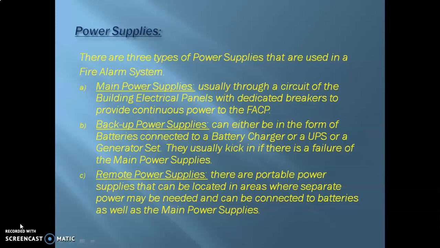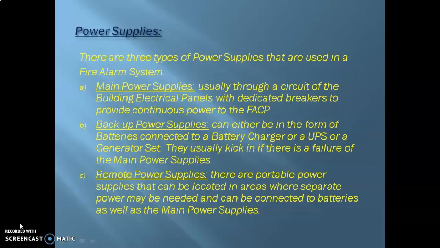Usually these main power supplies are provided through the main building power supplies or the electrical panels via dedicated breakers that are supplied to the system power supplies installed within the FACP. So these are the main power supplies that provide continuous power to the FACP in order to operate the complete fire alarm system.